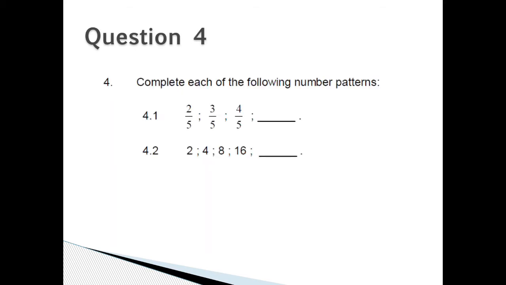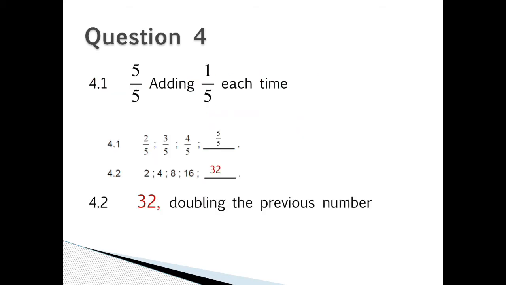Complete each of the following number patterns. 2 over 5, 3 over 5, 4 over 5. What's next? 4.2, 2, 4, 8, 16. What's next? In 4.1, 5 over 5, we are adding 1/5 each time. And in 4.2, the numbers are doubling from the previous number. So 2 doubled becomes 4, 4 doubled becomes 8, 8 doubled becomes 16, and 16 doubled becomes 32.